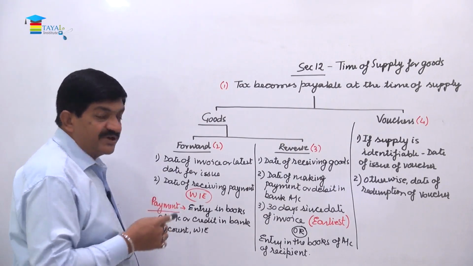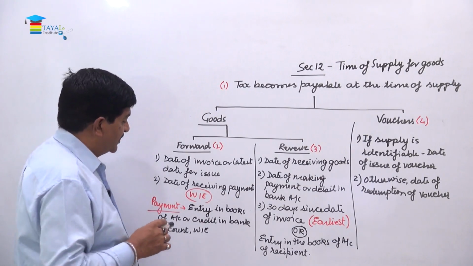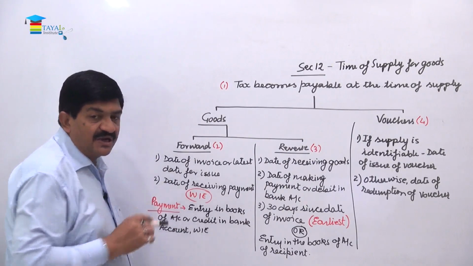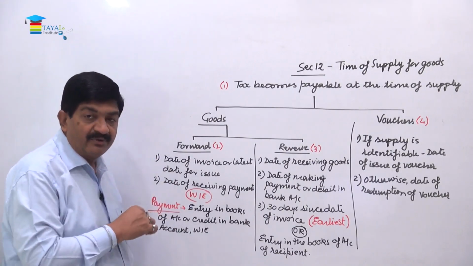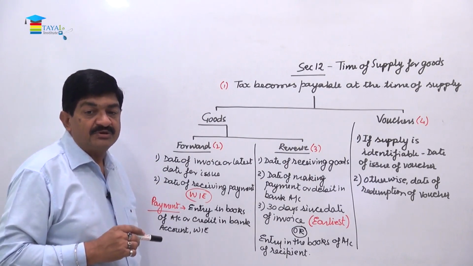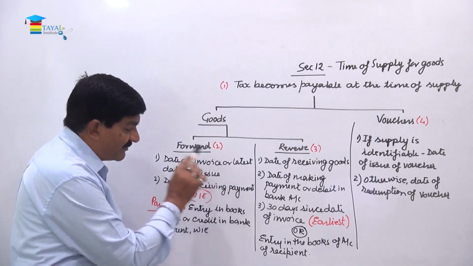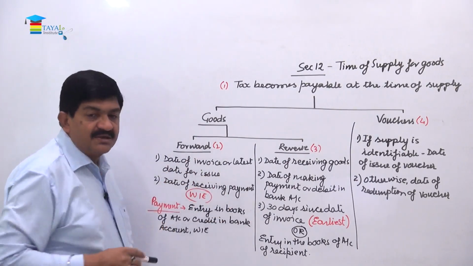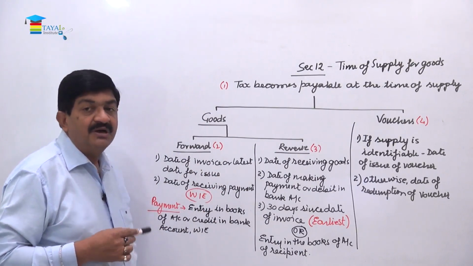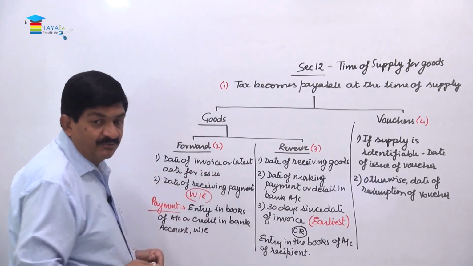Okay, so forward charge, either date of issue of invoice or last date for the issue of invoice, otherwise date of receiving payment, and out of the two whichever comes earlier. Then we had note number 1, which says that to the extent a supply is covered in invoice or the payment that is deemed to have been made, and payment received, because this is talking about the payment. Payment means either entry in the books of account or credit in the bank account, whichever comes earlier, right? So once again have a look, because I need to write something more here.